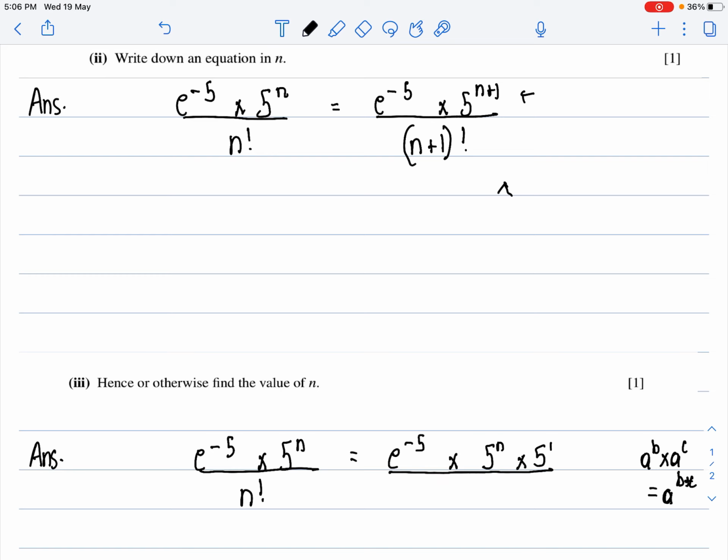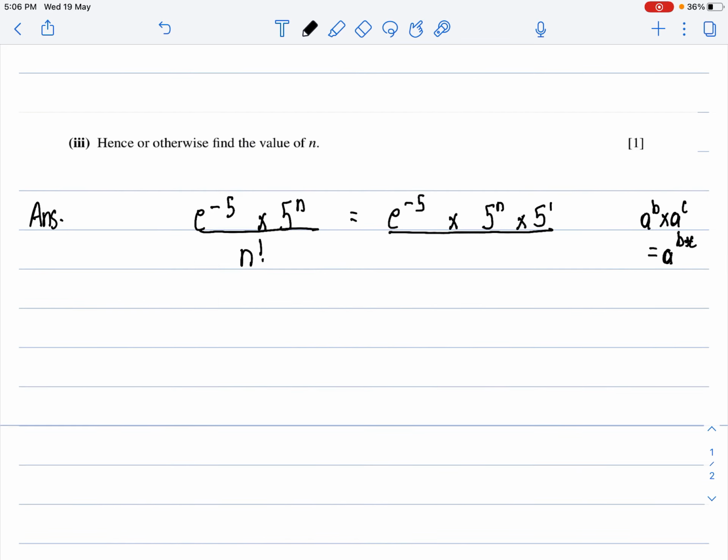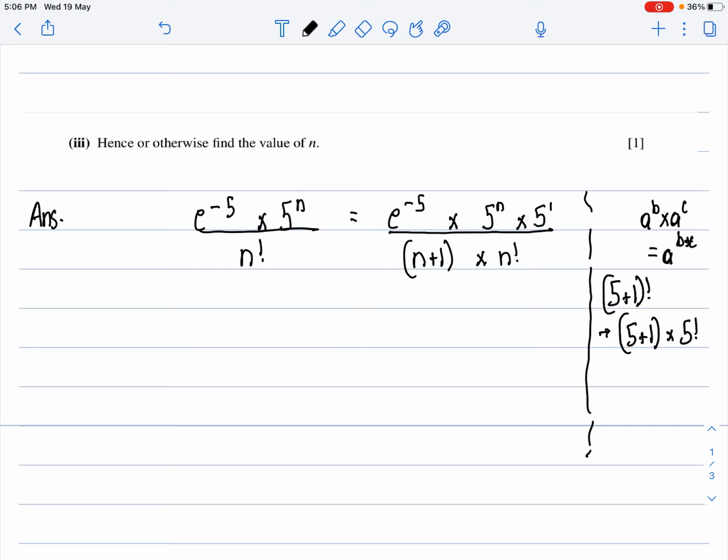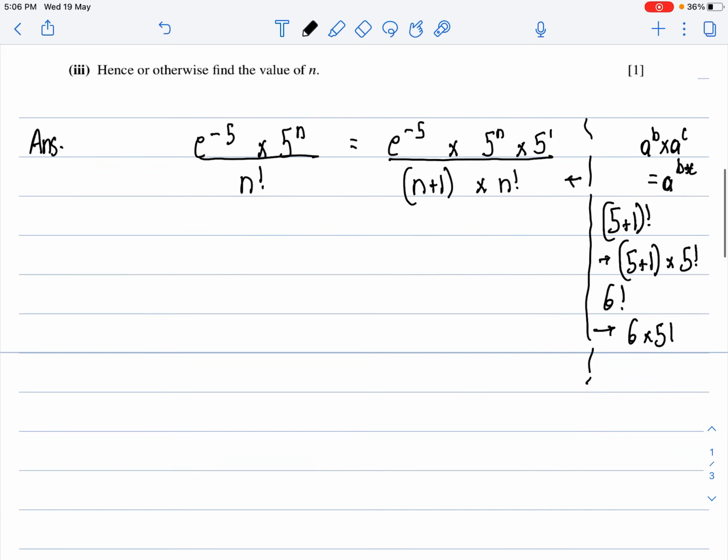Now this will be divided by n plus 1 factorial. How can I write n plus 1 factorial? I can write n plus 1 factorial as n plus 1 into n factorial. Agreed? For example, I can say 5 plus 1 factorial, which is basically 6 factorial. I can write this as 5 plus 1 into 5 factorial, correct? And when you do 6 factorial also, you get 6 into 5 factorial. So that means you can write this as n plus 1 into n factorial.